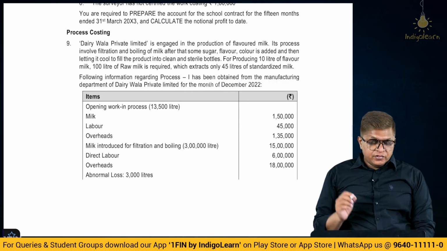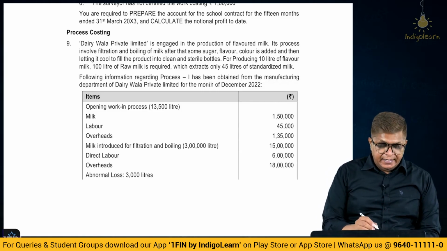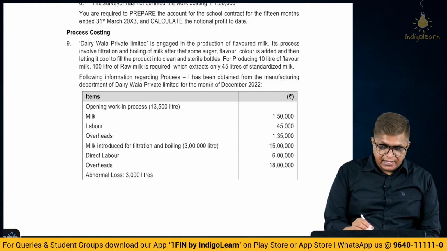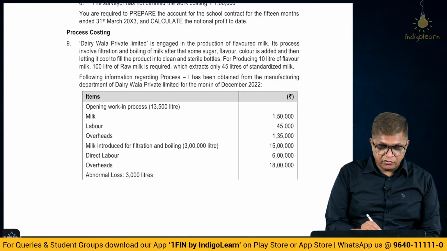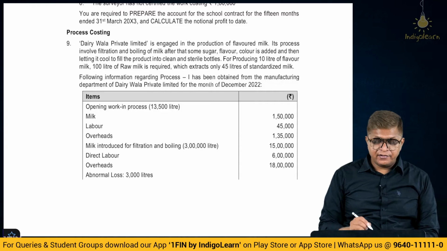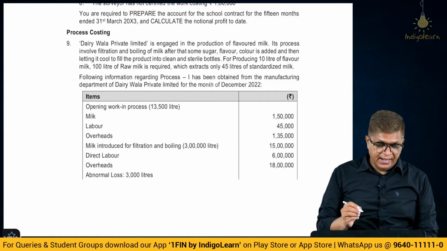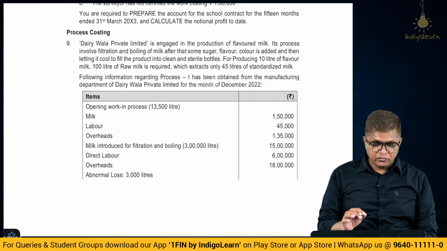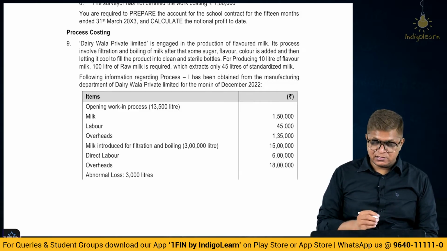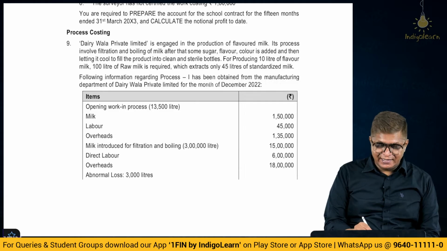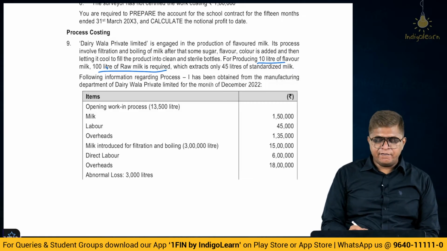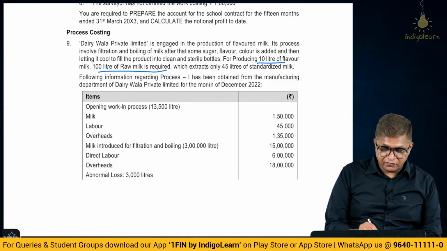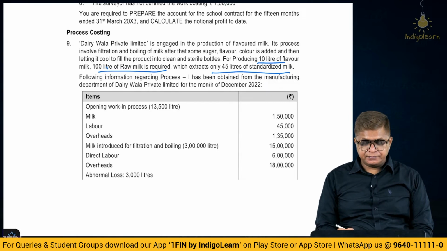So again, it was a simple straightforward question. Let's look at the next question, which is from process costing. Question 9. Dairy Wala Private Limited is engaged in the production of flavored milk. Its process involves filtration and boiling of milk. After that, some sugar, flavor, color is added and then letting it cool to fill the product into clean and sterile bottles. For producing 10 liter of flavor milk, 100 liter of raw milk is required, which extracts only 45 liters of standardized milk.